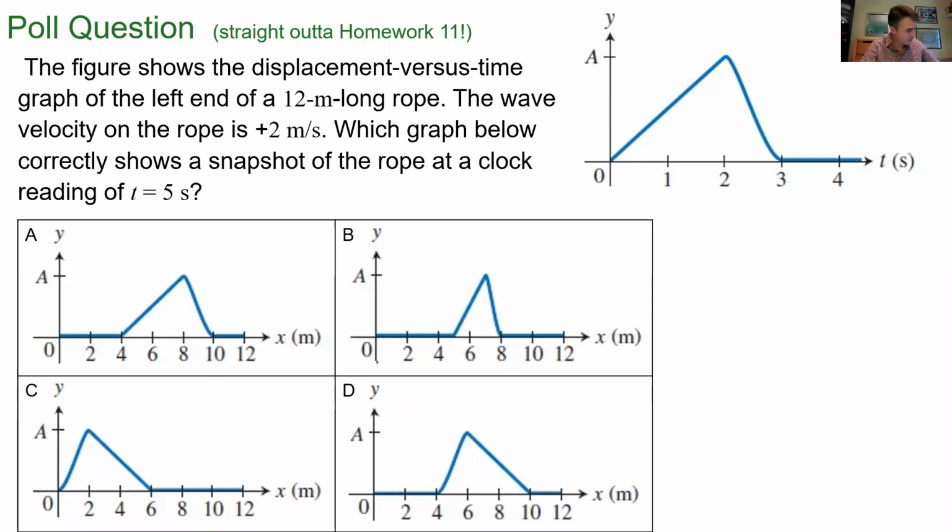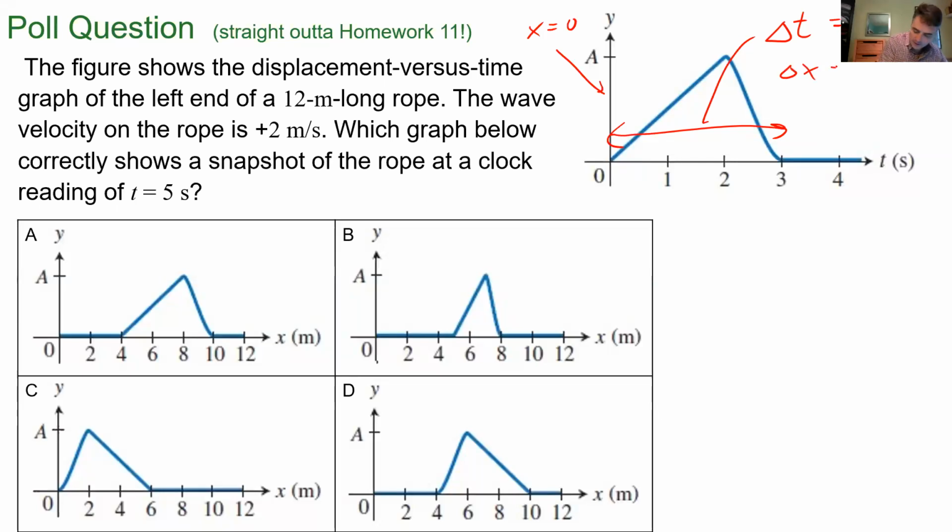43% of you voted for A. Let me show you what I'm thinking. This is all what's happening up here at x equals 0, the left end of the rope, because that's a history graph. So at t equals 0, this wave starts, and then at t equals 3 seconds, from here to here, this delta t is equal to 3 seconds, okay?